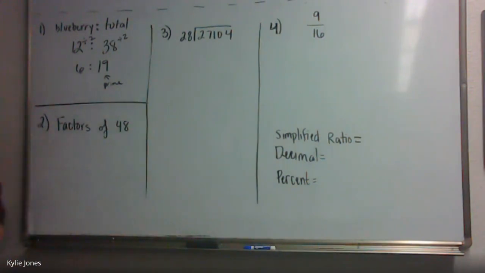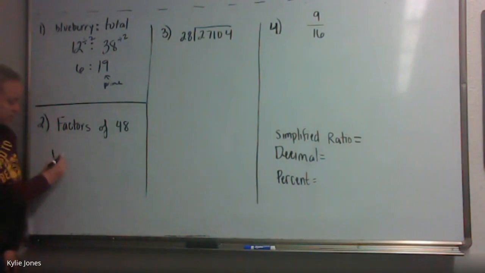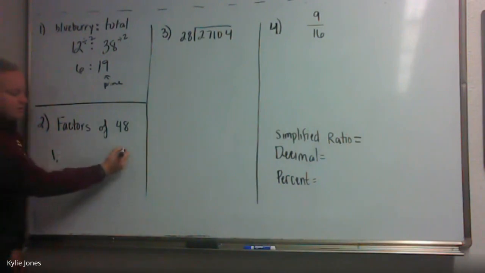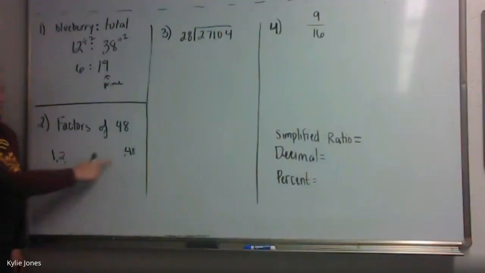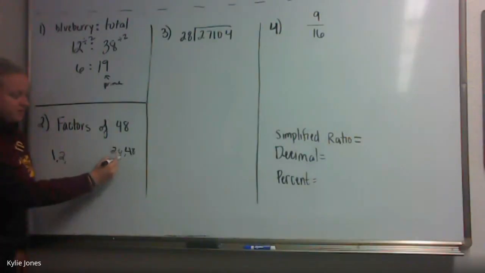Our next one, the factors of 48. We're going to list the numbers that multiply to 48. So let's start with 1. 1 times what is 48? 48. Good. 1 times 48. What about 2? Does 2 go into it? Yeah. 2 times what gives you 48? 2 times 24. Good. 24.